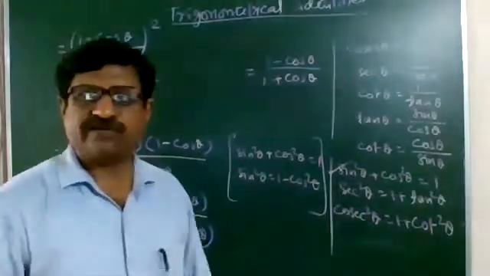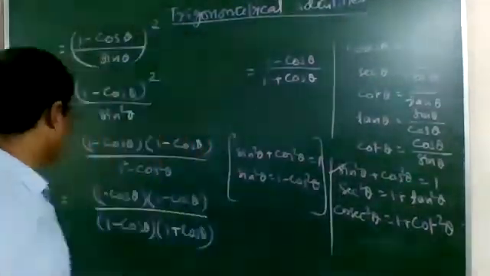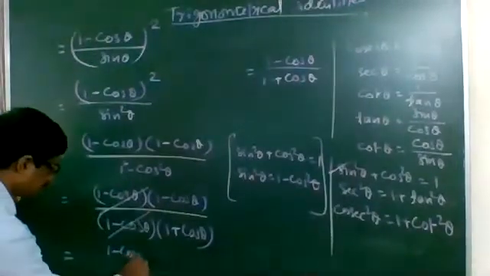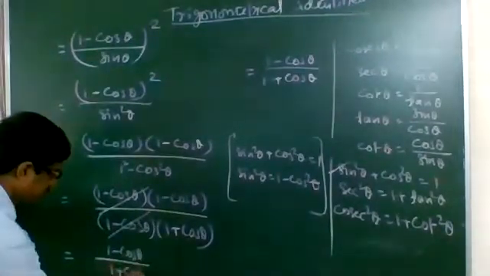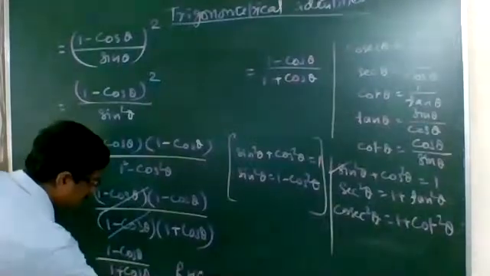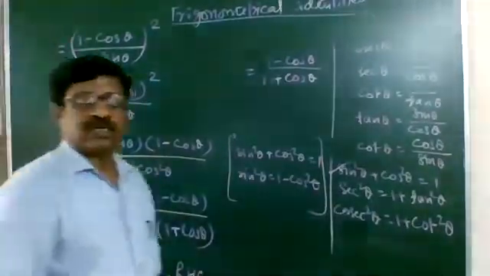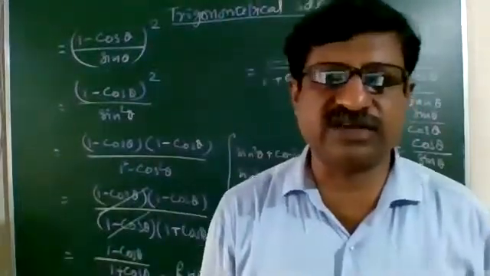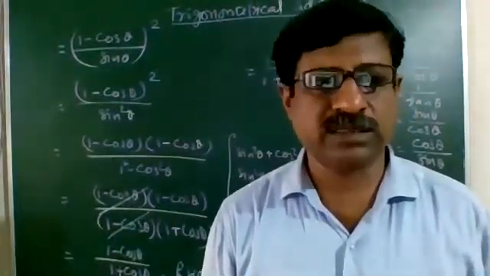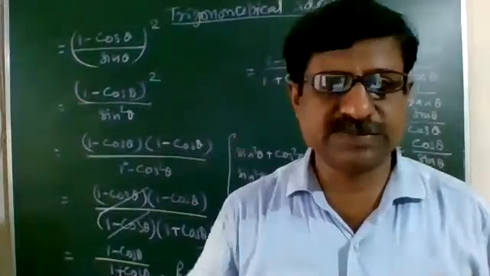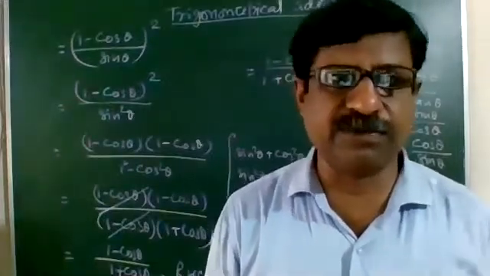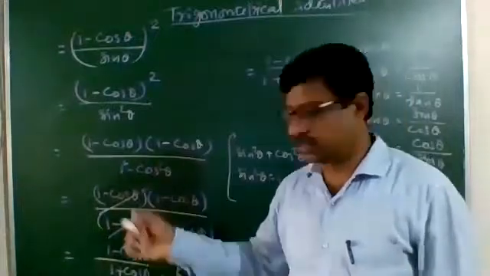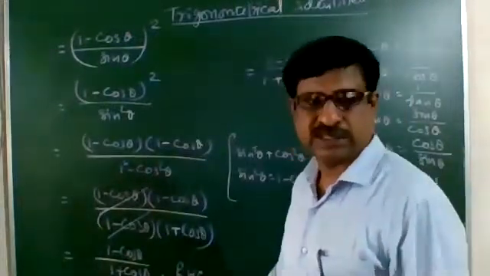We try to cancel whatever is possible to cancel. We got 1 minus cos theta and 1 minus cos theta cancelled, and we got 1 minus cos theta upon 1 plus cos theta. That is our RHS. That is what we have to get. Therefore, we started from the left hand side and we got the RHS. These many steps you have to do in the exam in case the same question comes. If you start from the left hand side, try to reach the RHS and at last write hence.